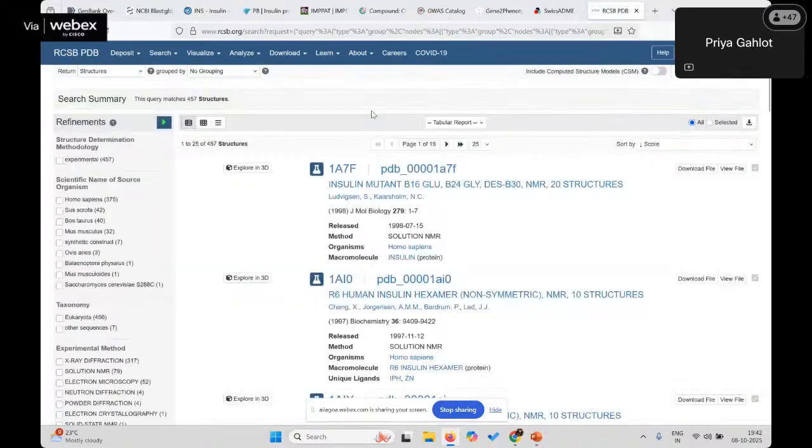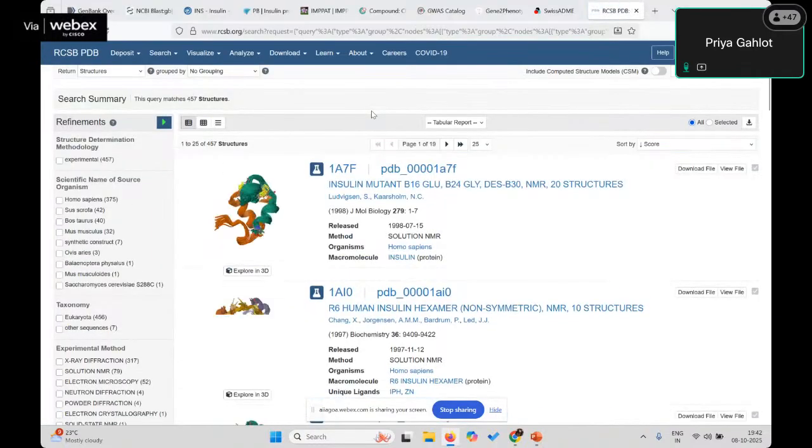Like you can search your protein on UniProt, and then you can search the 3D structure of that particular protein, which you can use for your molecular docking studies.